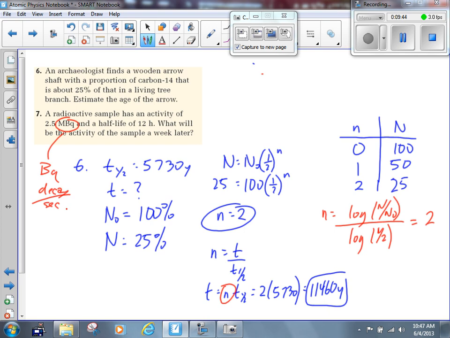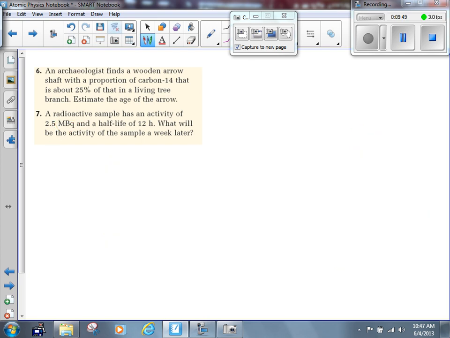So N, for that question, so N would be 2.5 MBq. Remember, we can use whatever units we want for N, as long as we use the same units for N0. Sorry, that's going to be N0, right? Because we were looking for the activity a week later. So this is what we start with, is 2.5. What do we have a week later? The half-life is 12 hours. The time is 1 week.